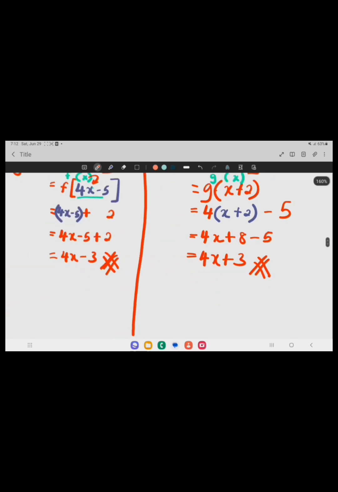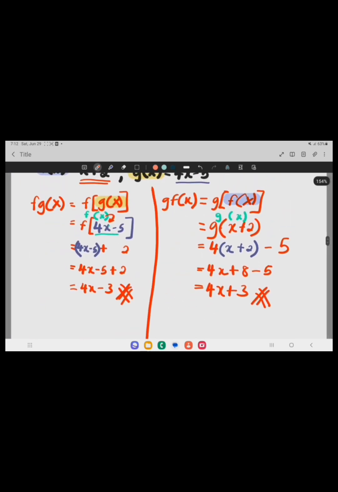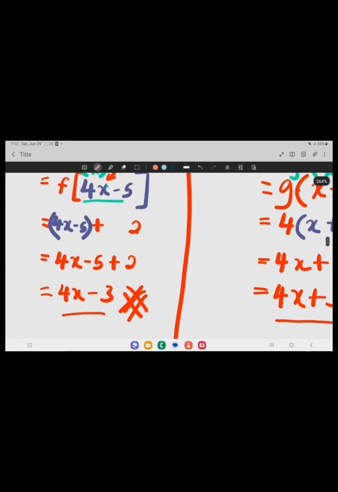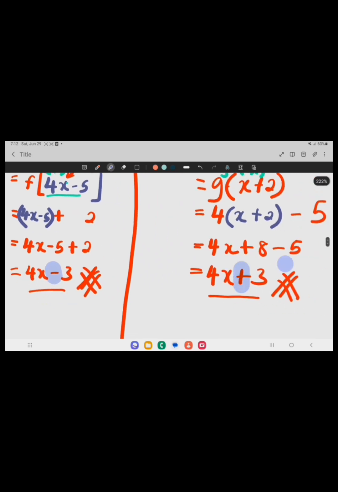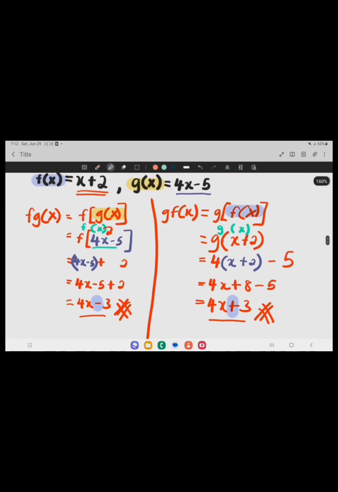So as you can see here, f(g(x)) we got 4x minus 3. g(f(x)) we got 4x plus 3. Are they the same? No. Even if the numbers are the same, the symbol over here is not the same, right? As you can see here, it is a minus here and it's a plus here. So the conclusion is, in the composite function, fg is not equivalent to gf. It cannot be the same.